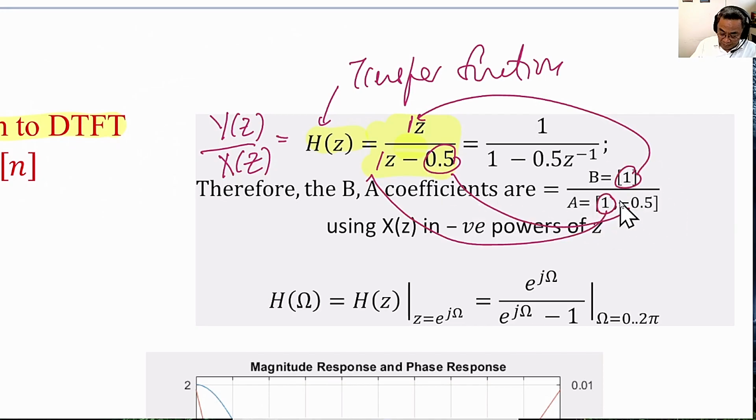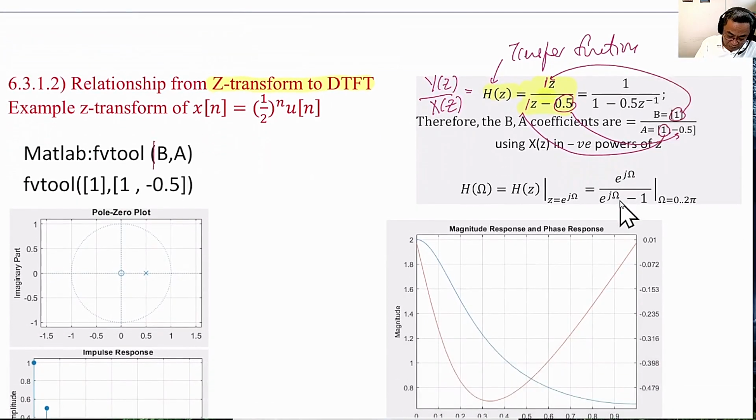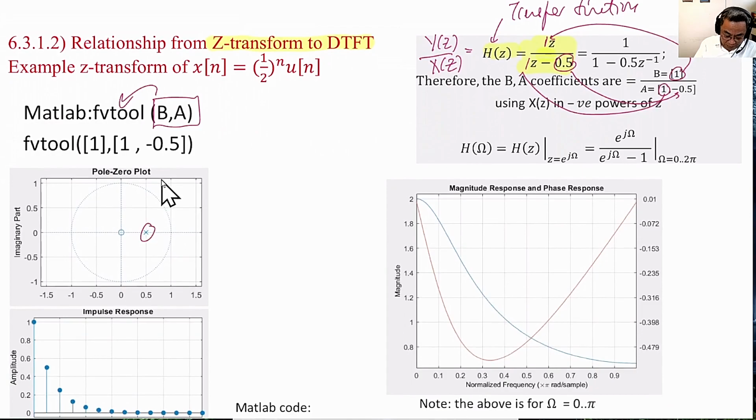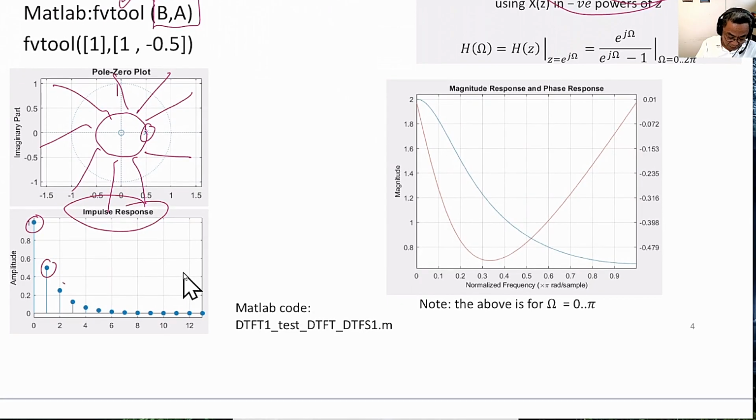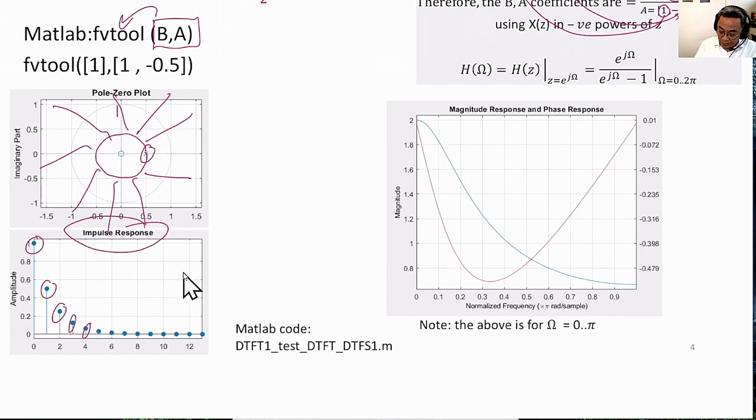And once we have b's and a's, then we can use, of course, the FVTool of MATLAB to visualize this filter with these coefficients, and we can now see the pole and zero plot, and this is the region of convergence. We also can plot the impulse response. So just now you see it's first 1, then 0.5, 0.25, and so on and so forth. And of course we can also plot the magnitude and the phase response.